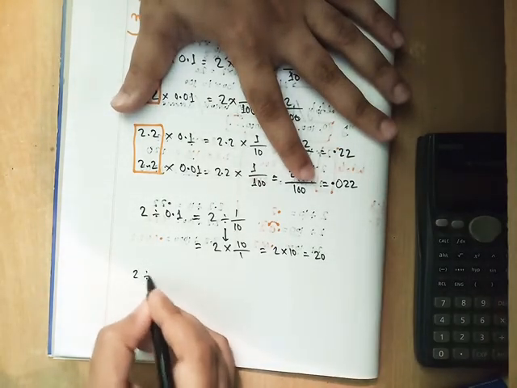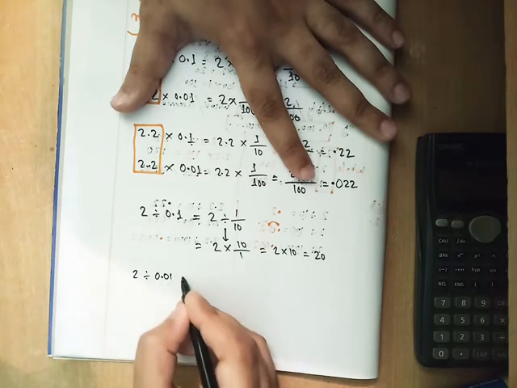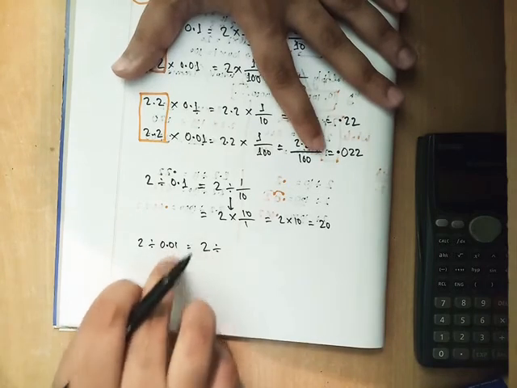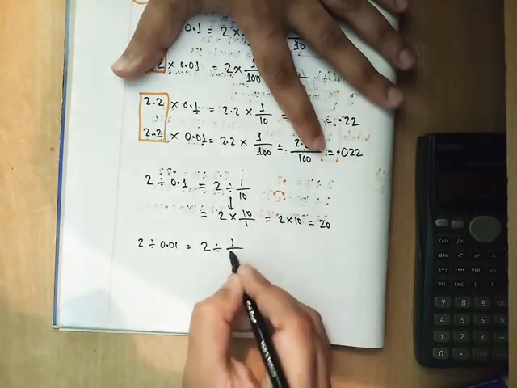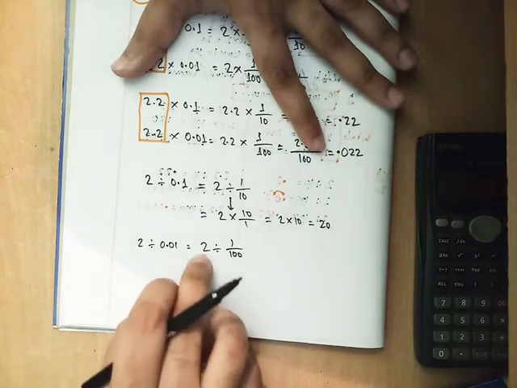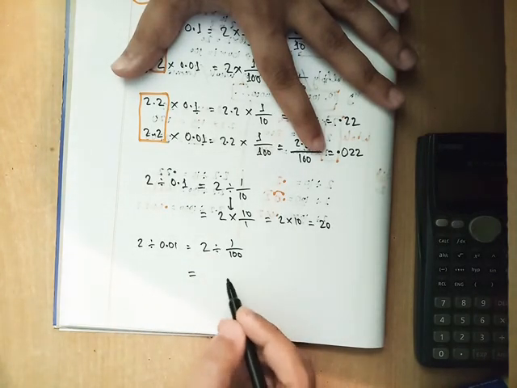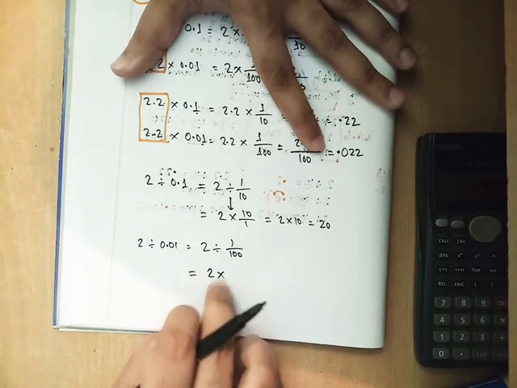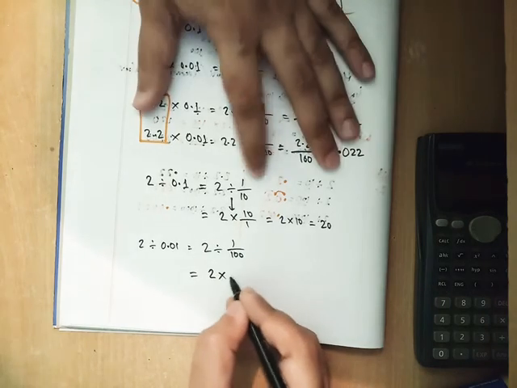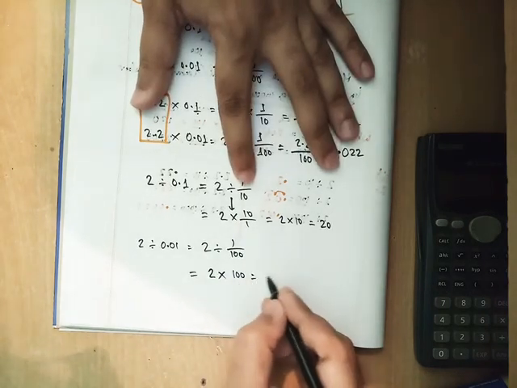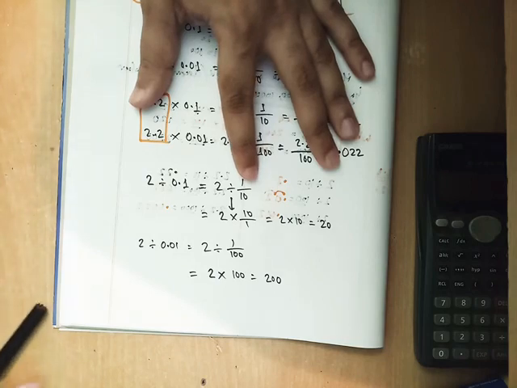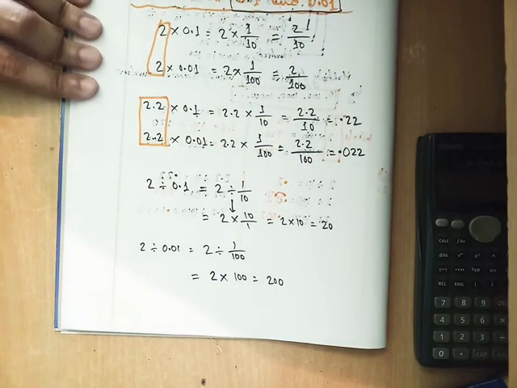Now if I divide 2 by 0.01, same thing, write 2 here, put the division sign. Now transform this decimal into a fraction, so it is 1 by 100. And now what next? A whole number and a fraction cannot be divided, so I need to change this division sign into a multiplication sign. But if I want to change it to a multiplication sign, this fraction reverses, so it becomes 100. Now 2 into 100 is 200.